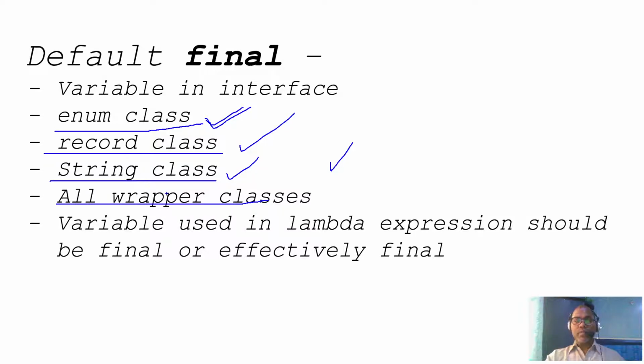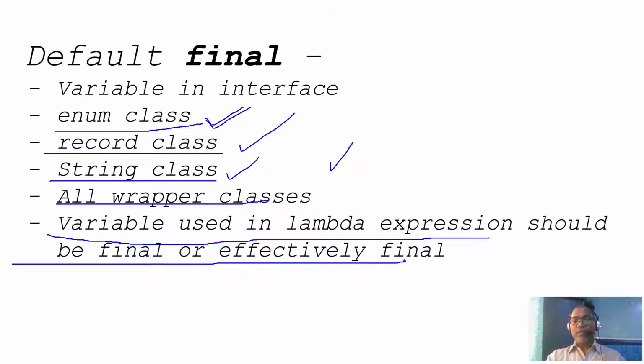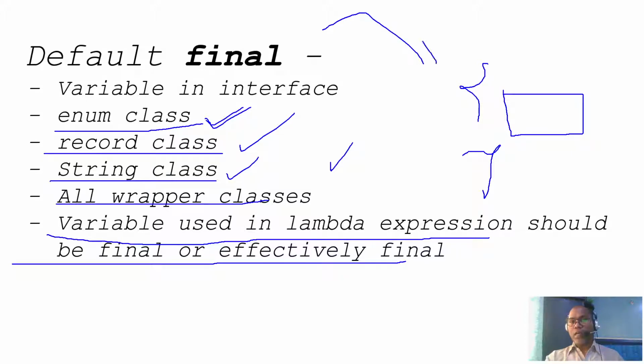One more very important thing: any variable used in a lambda expression should be final or effectively final. What it means is, you are writing a lambda expression here. In this block, you can use any outside variable in this lambda expression. But the lambda expression assumes this variable should be final or effectively final.